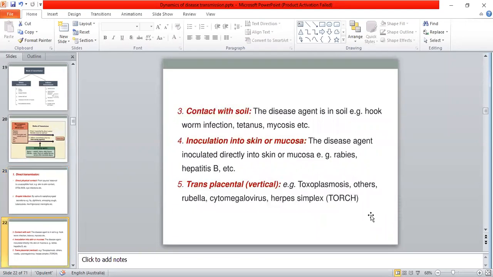Contact with soil. The disease agents in the soil, for example, hookworm infections, tetanus, mycosis, etc. Inoculation into skin or mucosa. The disease agent inoculated directly into skin or mucosa leading to infection includes rabies, hepatitis. Transmission through the placenta or from mother to child also comes under direct transmission, and it includes toxoplasmosis, rubella, cytomegalovirus, herpes simplex.